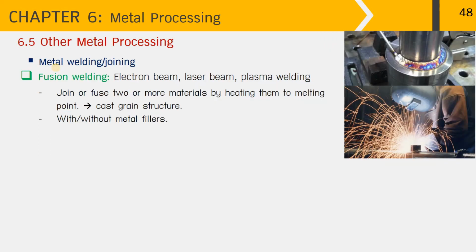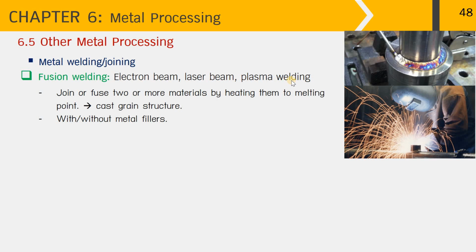Of the metal processing that I'll be talking about, one that is very important is metal welding or metal joining. It can be divided into two categories. The first one is fusion welding, and the second one is solid state welding. So the first type of metal welding is fusion welding, for example electron beam, laser beam, and plasma welding.